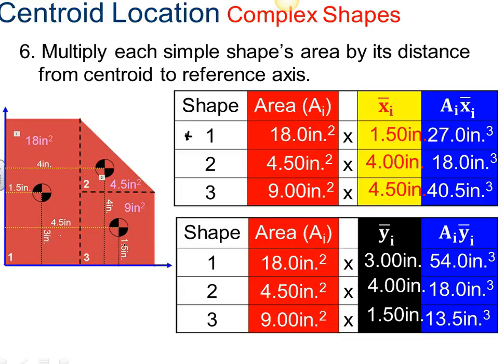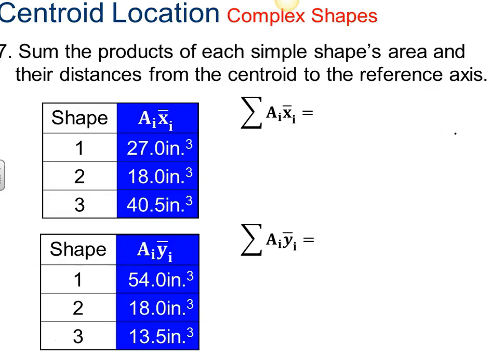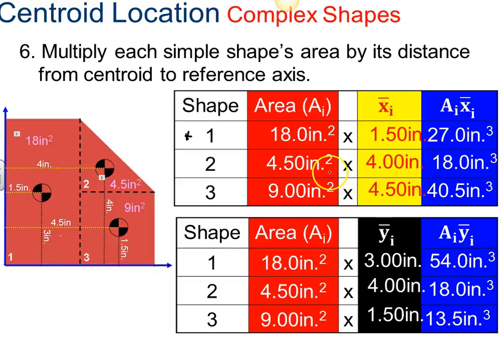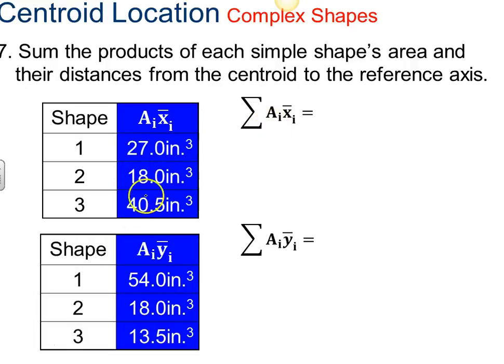So as you can see, we're developing lots of individually simple calculations, but put into a long series of calculations to find the centroid location on this complex shape. Okay, so now we have our areas, and we have the product of area times distance from the centroid. All right. Step number 7, we sum the products of each simple shape's area and their distances from the centroid axis. So let's go back a slide here. We've got 27, 18, and 40.5 as this column. So we've got those numbers here, and we're just going to sum them.